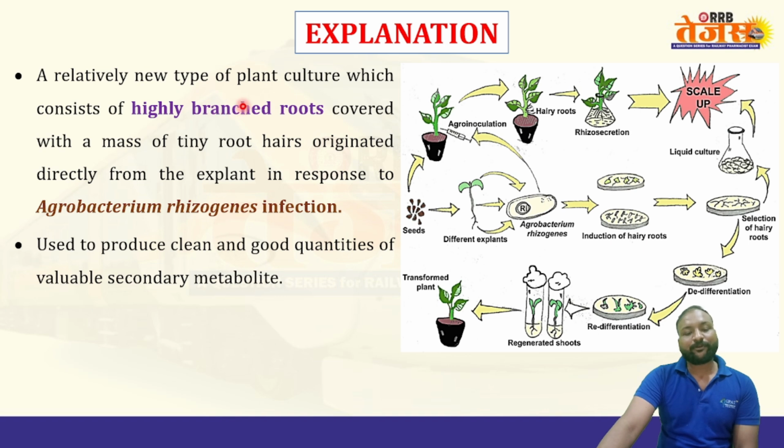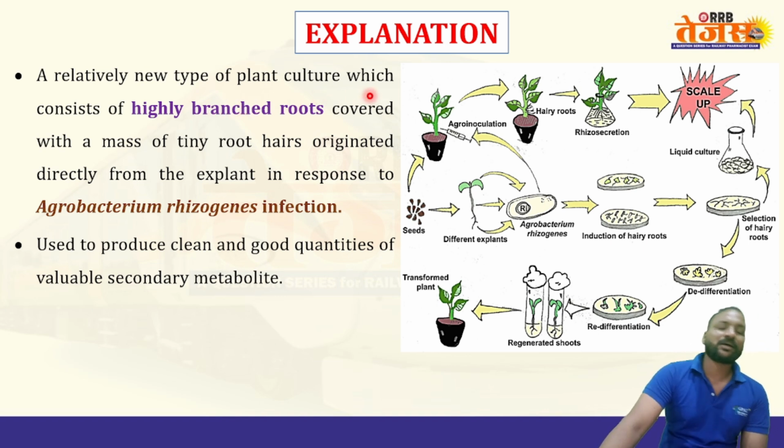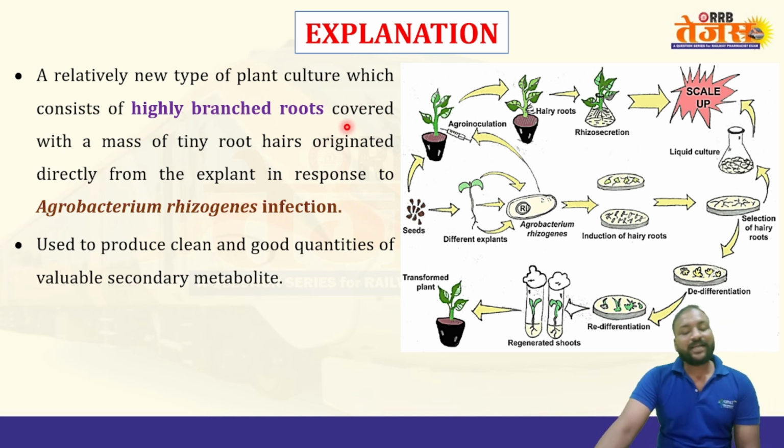So it is a relatively new type of plant tissue culture which consists of highly branched roots covered with a mass of tiny root hairs, originating directly from the explant in response to Agrobacterium rhizogenes, used to produce clean and good quantities of valuable secondary metabolites. So this is a flow chart. So by inducing Agrobacterium rhizogenes directly into that plant, it can create the hairy roots.